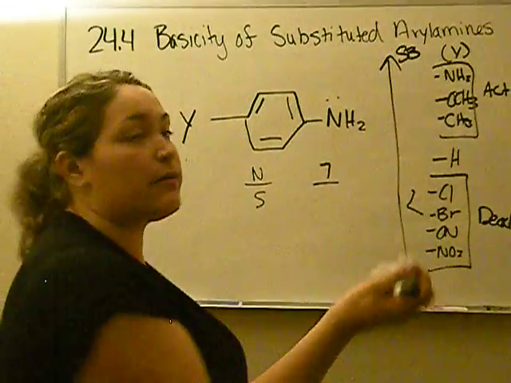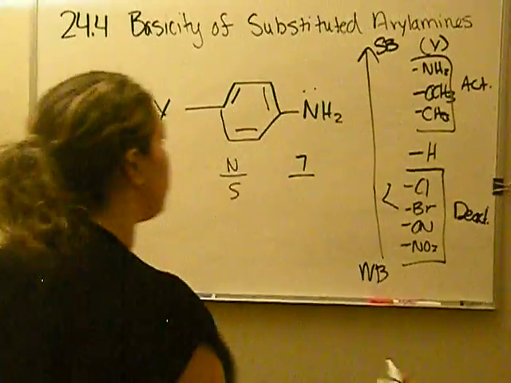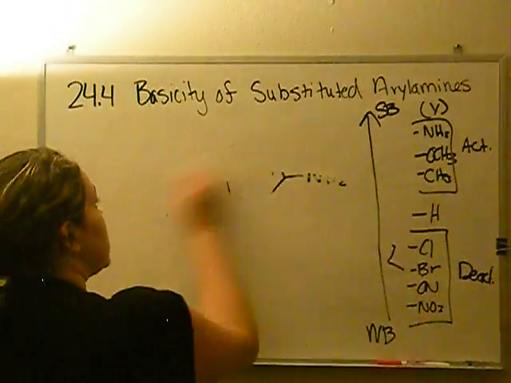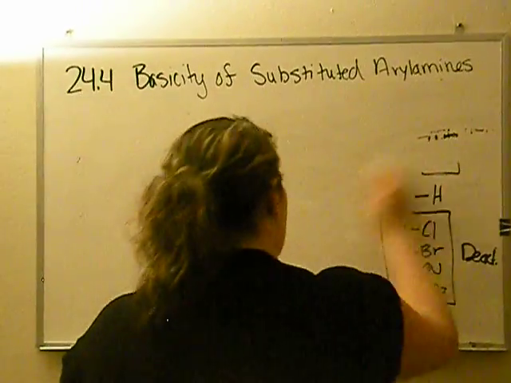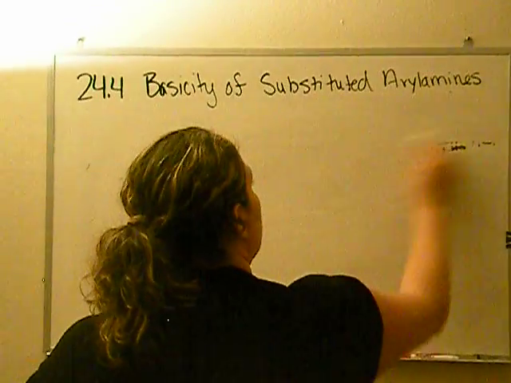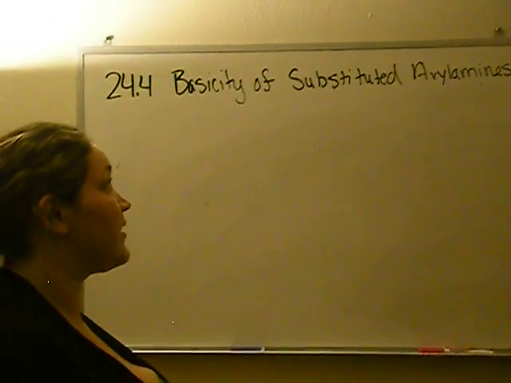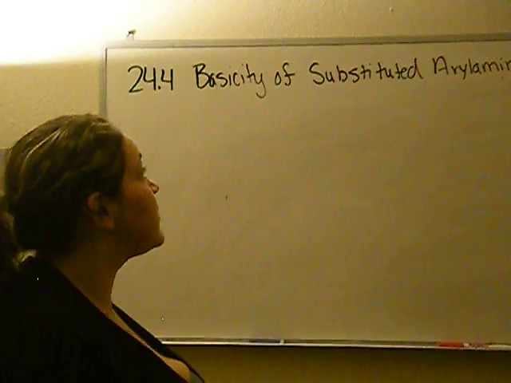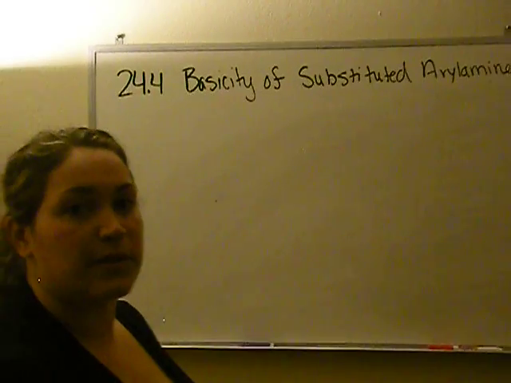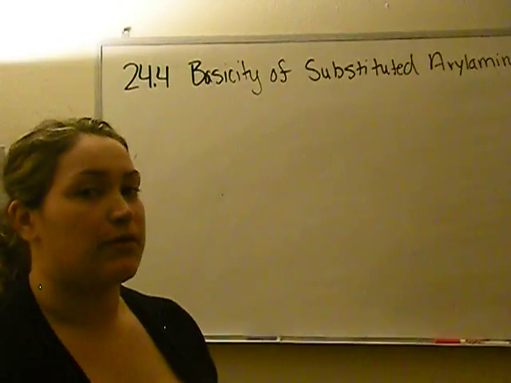So basically we figured out what would happen in a disubstituted situation like para, but meta would be the same thing. It all depends on the basicity. And so overall, the basicity of substituted arylamines just depends on the substituent that's being added or is added already on it. So obviously it's NH2. And what would be added?